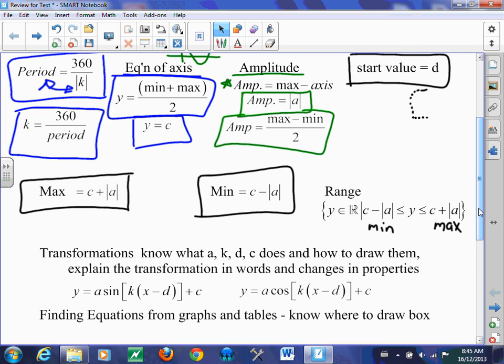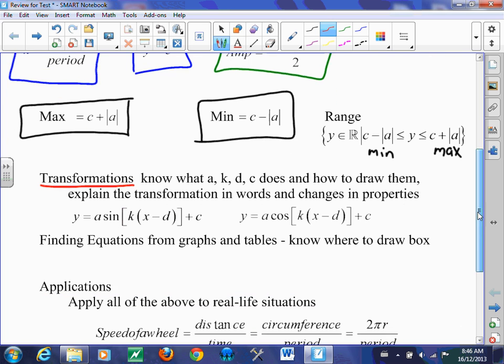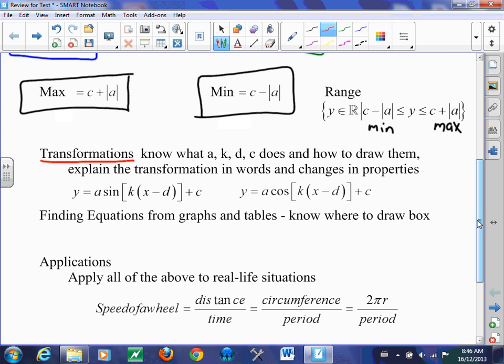All right, moving on to transformations, ladies and gentlemen, you need to know what your A, K, D, and C do. And you have to know if it's a vertical, horizontal, translation, transformation, shift, reflection, all those, okay? I will provide you with the transformation formula, which are these, on your test.